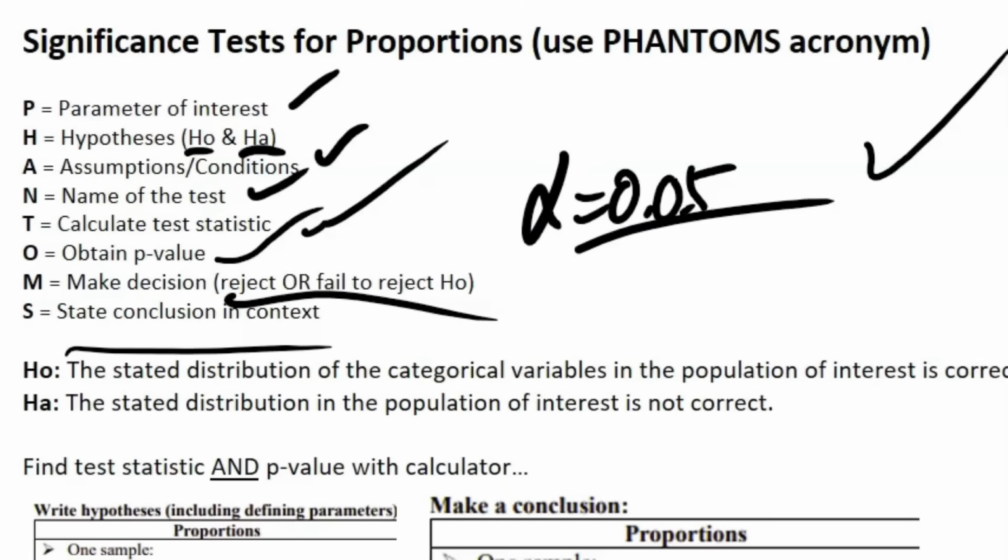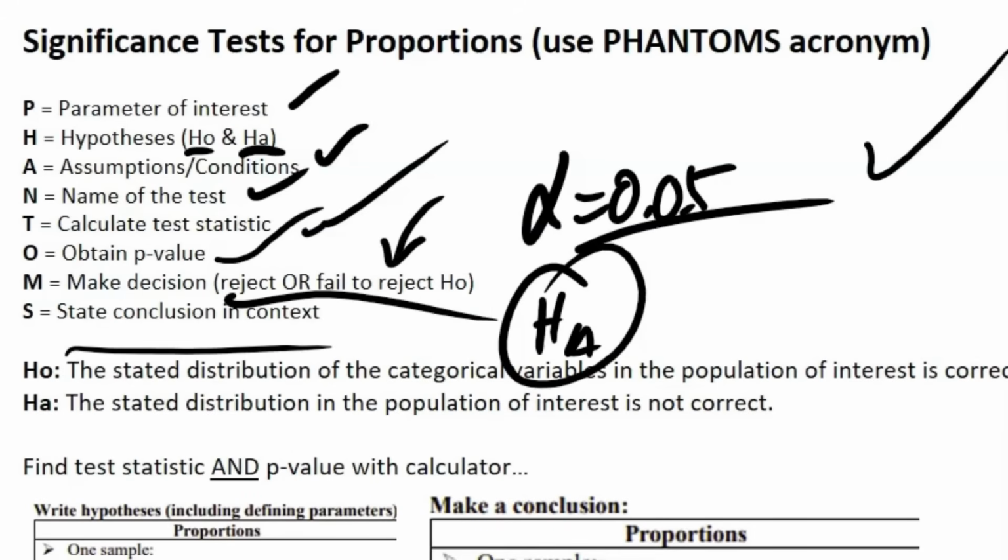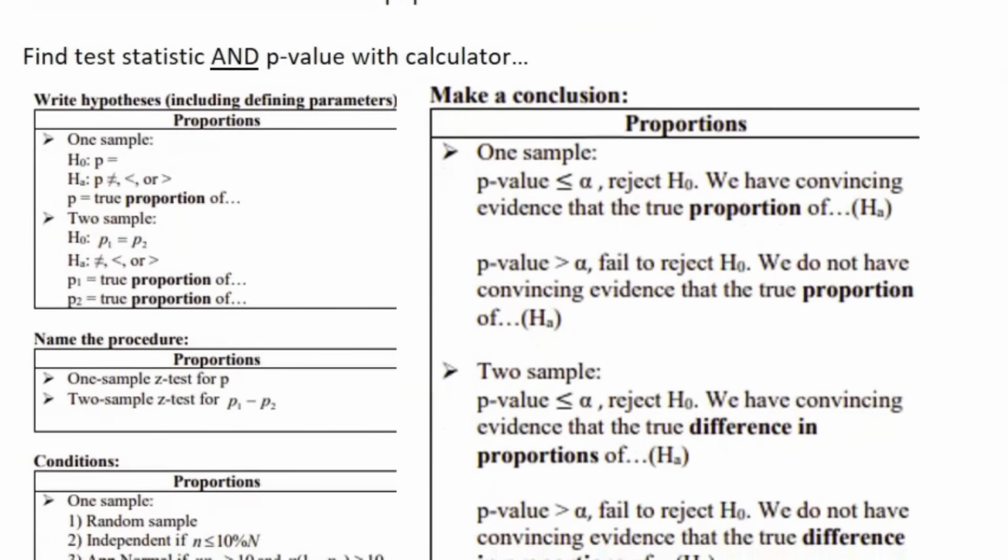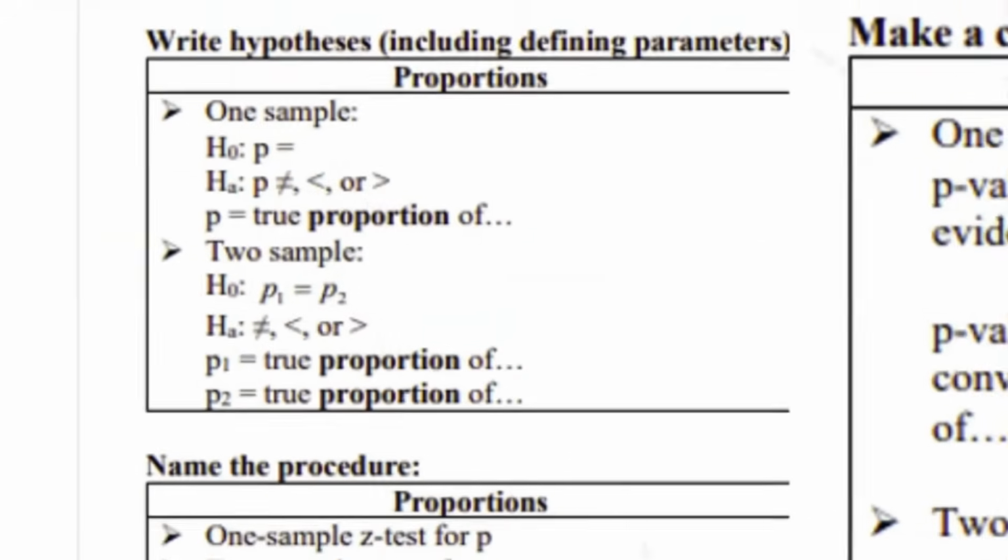And then finally, just state your conclusion in context. When you state your conclusion in context, that's very important. That's when you're touching upon HA, right? Your alternative hypothesis. When you make your decision, you don't have to say H0 in context, but when you do the latter part for HA, you do have to say that in context, okay?